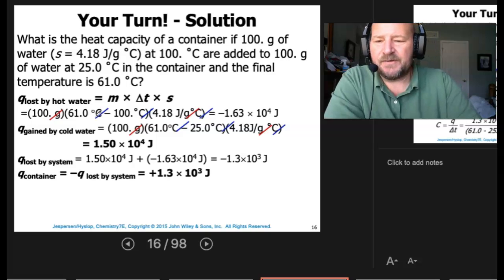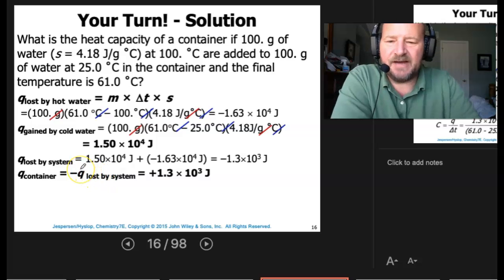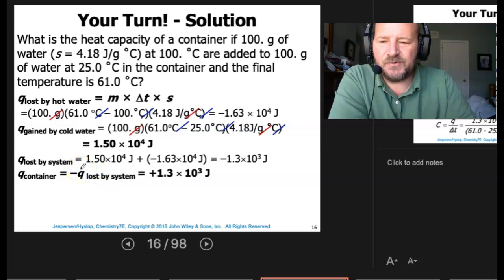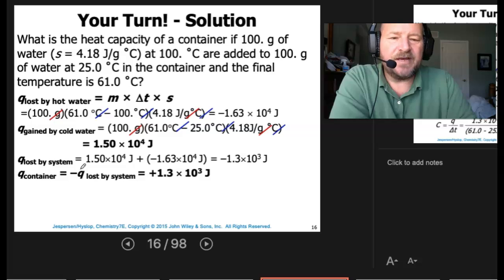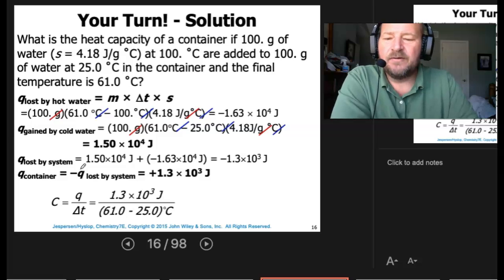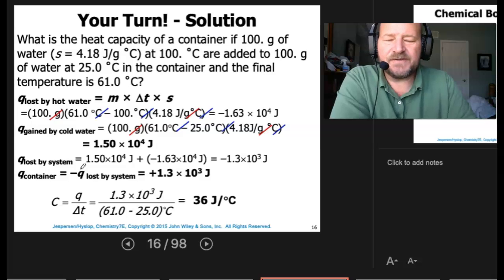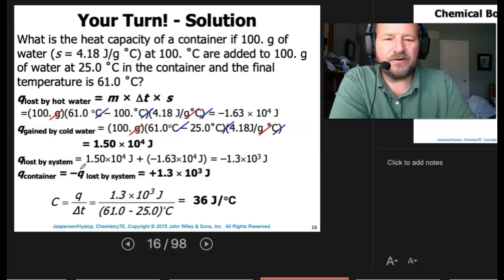Okay. So Q container is going to equal the negative Q lost by the system. So that means we have 1.3 times 10 to the 3rd joules is what the heat was for the container. Okay, so the capacity then would be the Q, the 1.3, divided by the temperature change, gives us 36 joules per degree C.